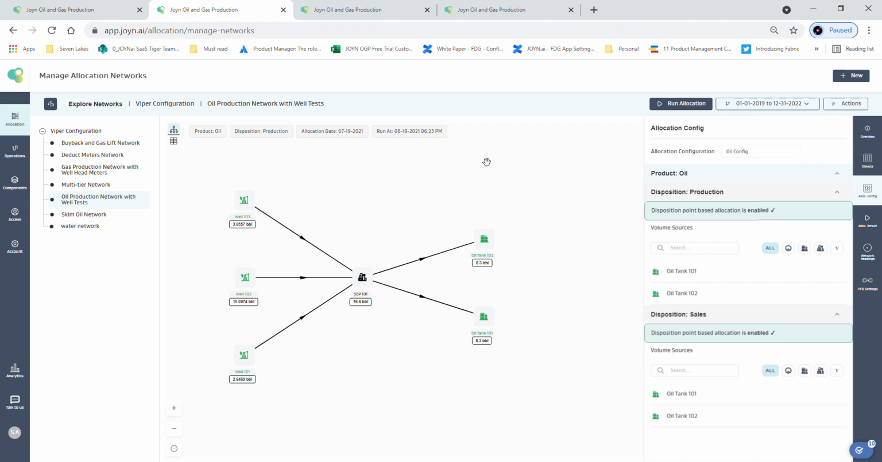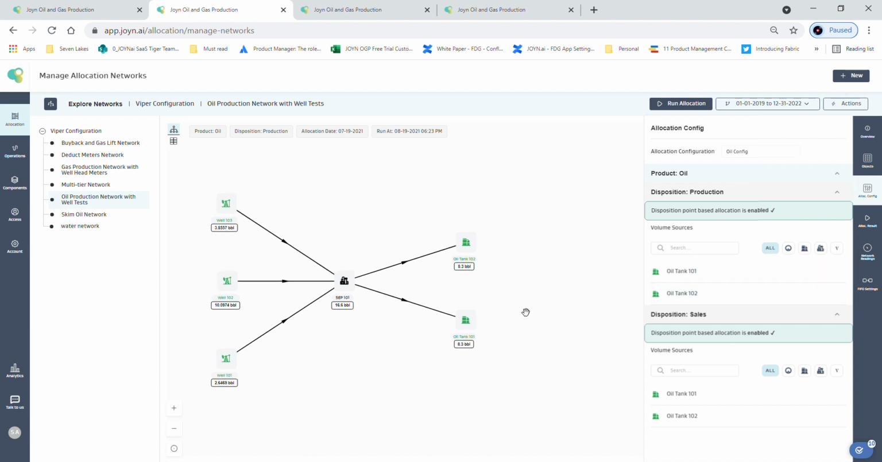If you see this specific network, you would notice that for each well, the sales or production volume is essentially contributed from two measurement points, which is both the tanks here. And both the tanks are enabled as volume sources in the disposition volume sources on the allocation config. So depending on the network diagram and whether a volume source has been enabled for a specific disposition or not, the disposition points per well is going to be determined.